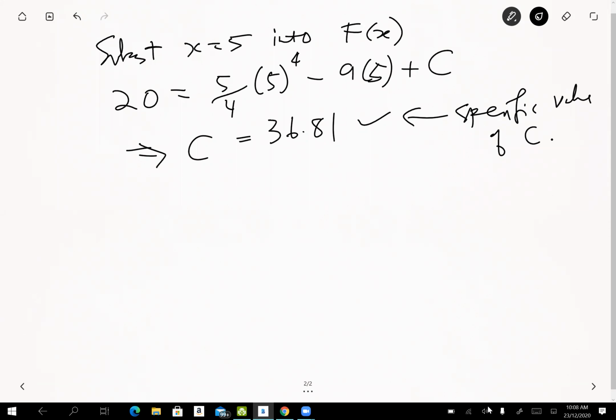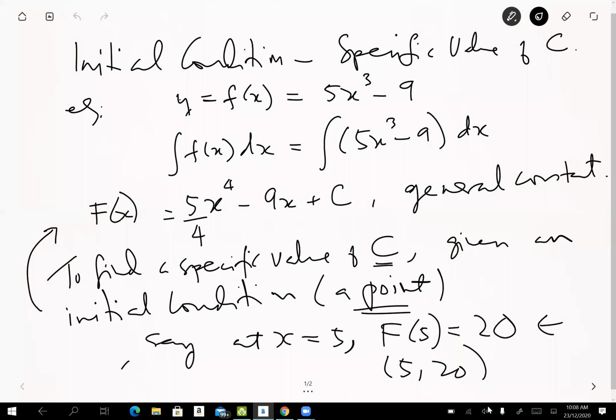So that is what you call finding the c given an initial condition. That initial condition can be any point. It can be 0, or 10, but it's only one point. It can be at x equal to 0, or at x equal to 5. As long as there is one point, you can substitute.